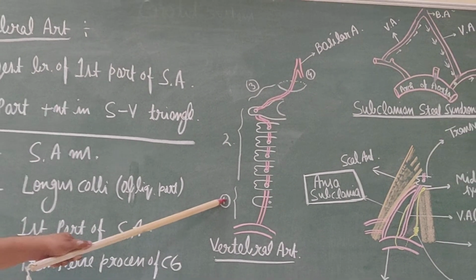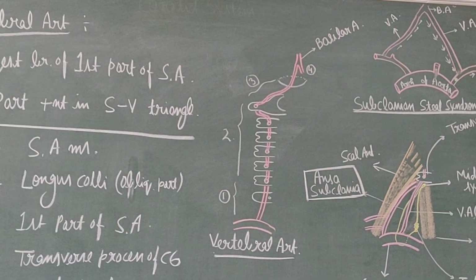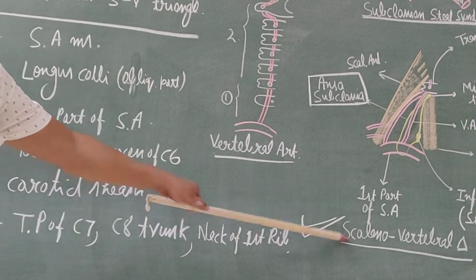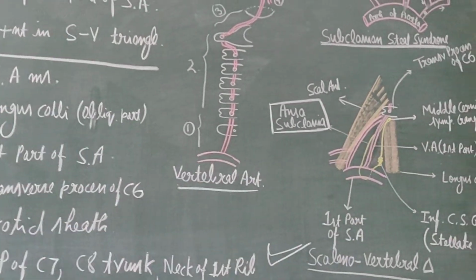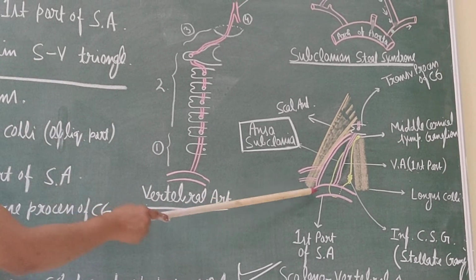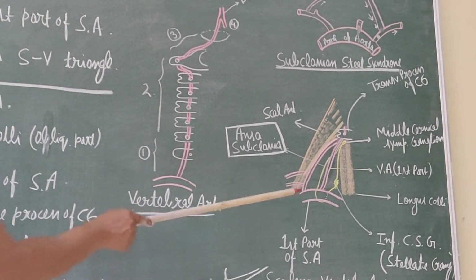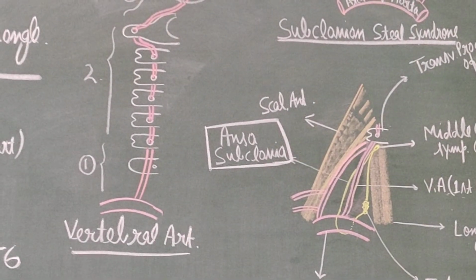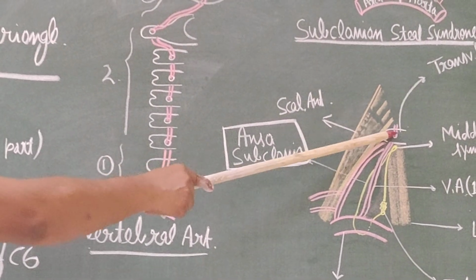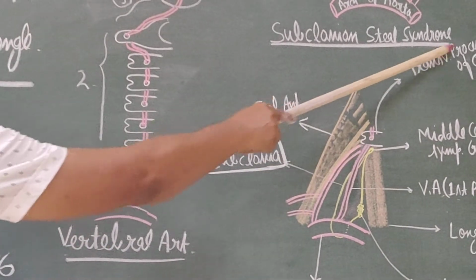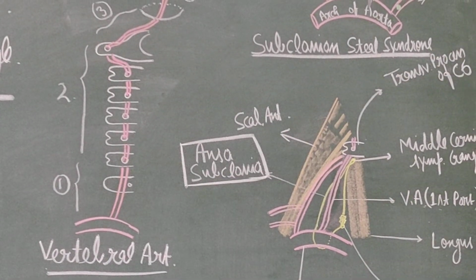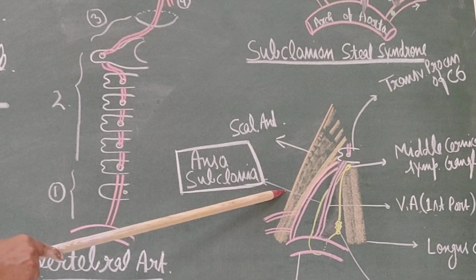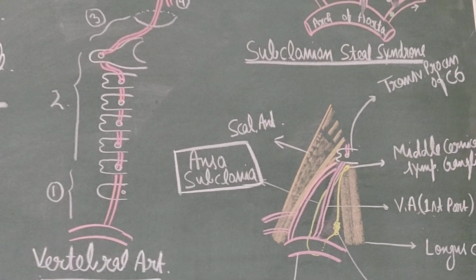This first part of the subclavian artery is present in the scapulovertebral triangle. This is the scapulovertebral triangle. The base of the triangle, we have discussed earlier, is formed by the first part of the subclavian artery. This is the apex. It is formed by the transverse process of the sixth cervical vertebra. Now, this is the lateral boundary and this is the medial boundary.